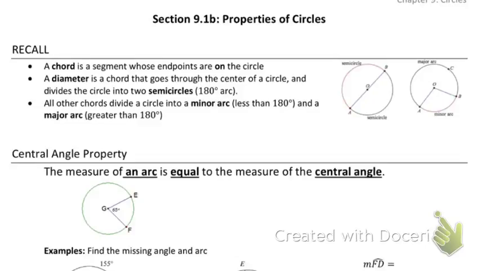This top part is just recalling information we already said. We said a chord is a segment whose endpoints are on the circle. So this right here is a chord, but more specifically right here would be our diameter. It's a diameter and a chord. That's why it's special.